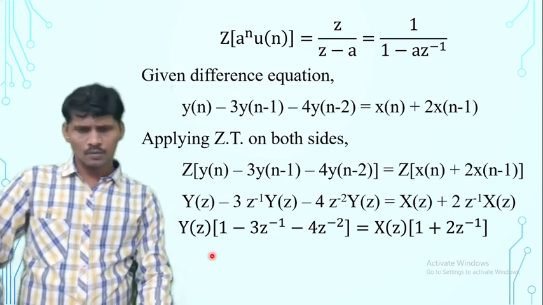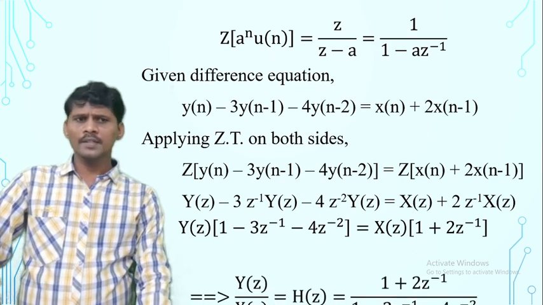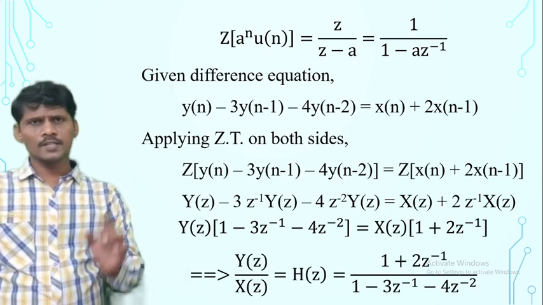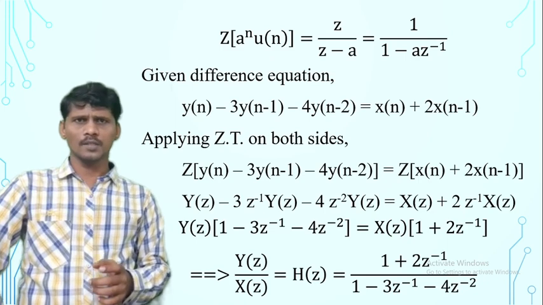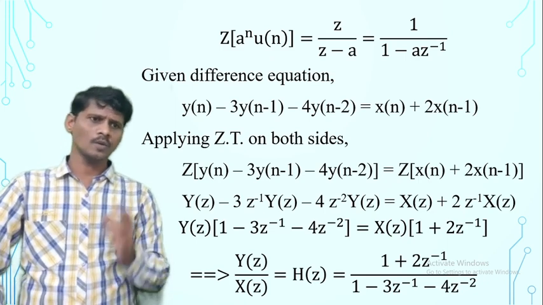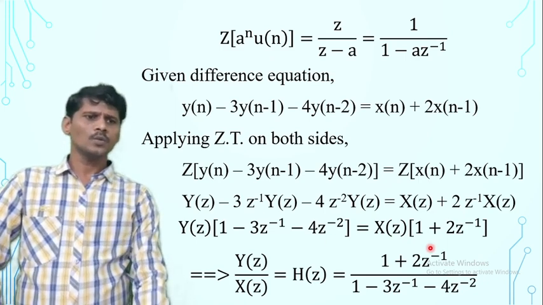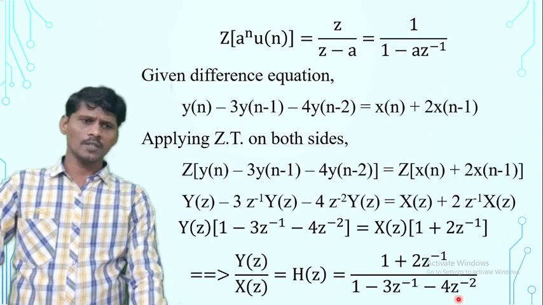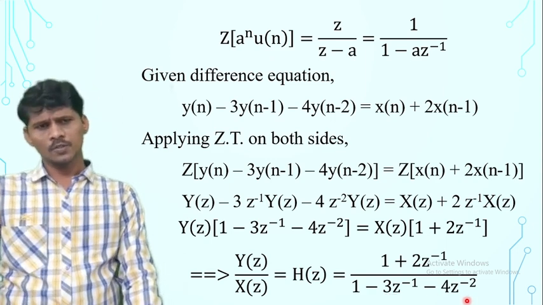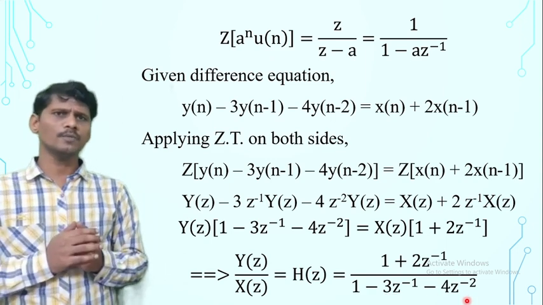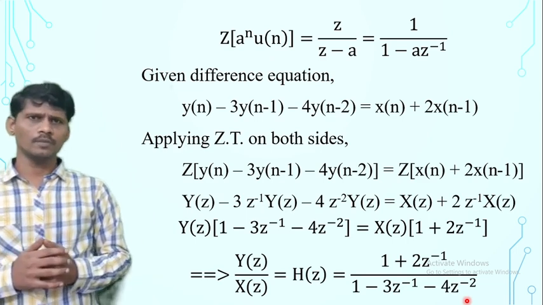On the LHS take the common Y of z and on the RHS take the common X of z. We get Y of z by X of z, which is called the system function or the transfer function, that is H of z equal to (1 plus 2 z inverse) by (1 minus 3 z inverse minus 4 z power minus 2). So this is the system function from the given difference equation.